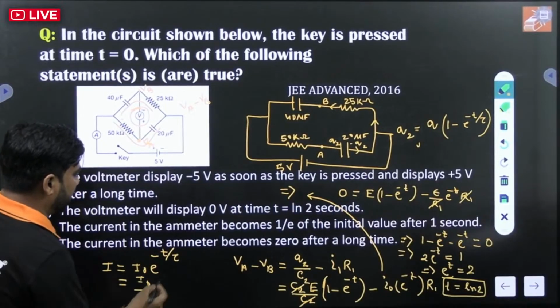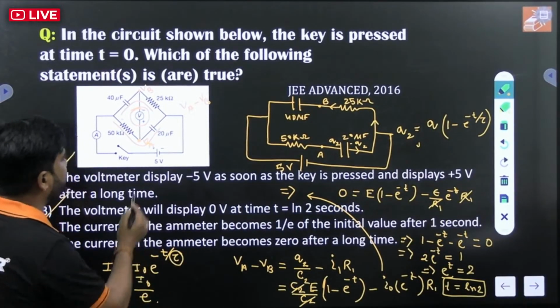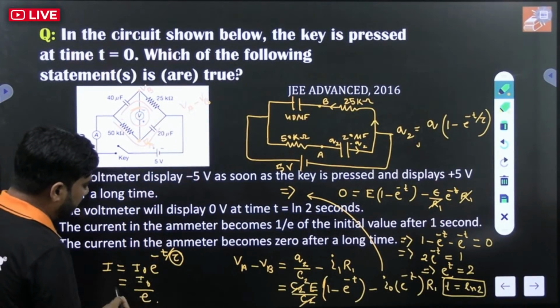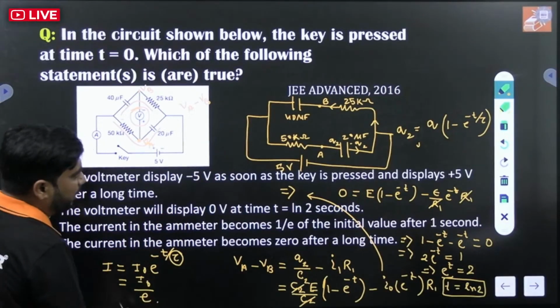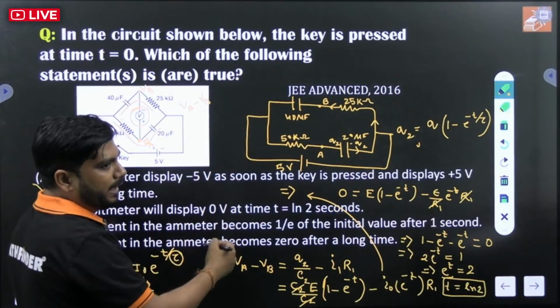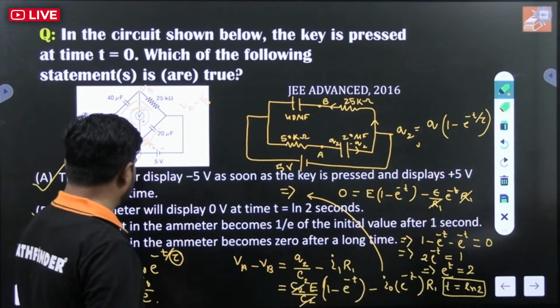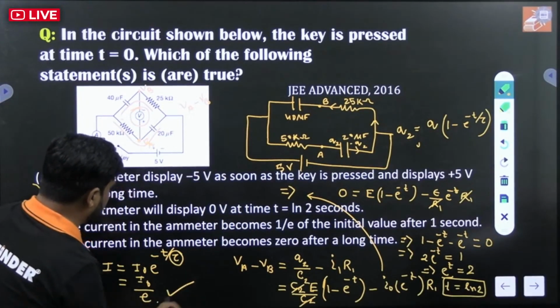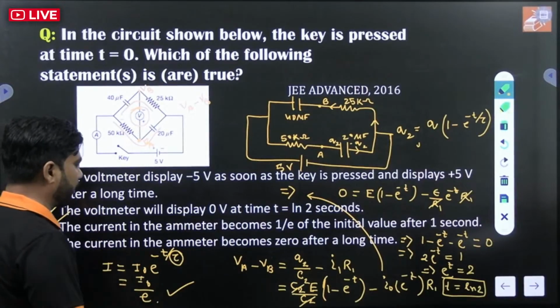Yes or no? And why am I writing only one? Because both are having the same time constant. So it is true for both of the circuits. So total current will be I naught by e plus I naught dash by e. You can write, so ultimately it will become I naught by e. So the third option, C, is also correct.